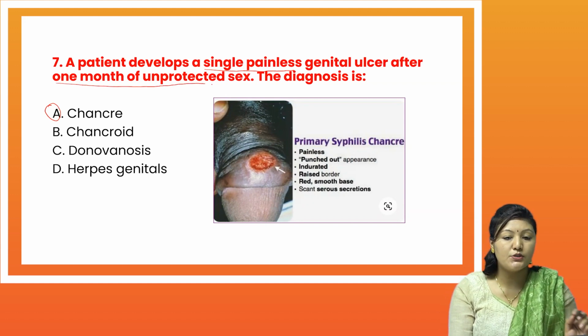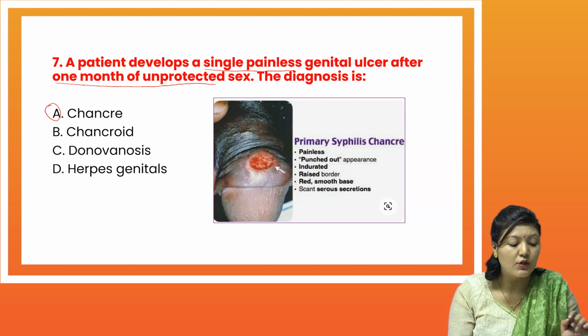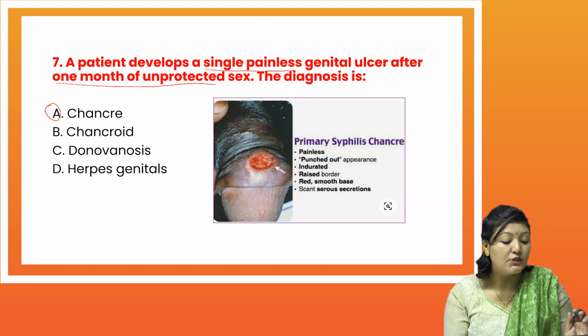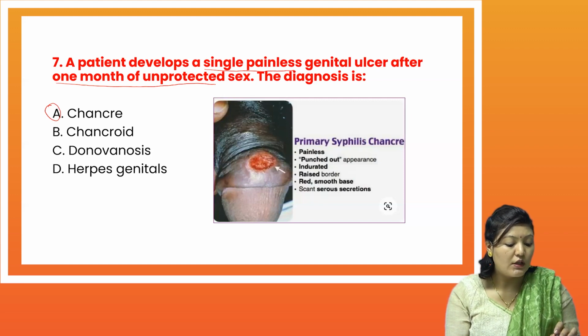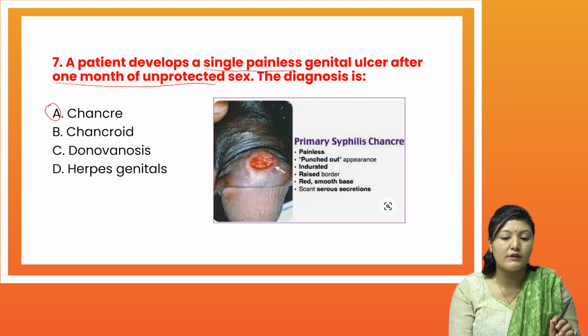That means the incubation period of syphilis is 9 to 90 days. Among the other options, they have a very short incubation period, but syphilis has a longer incubation period, and there is also a history of 1 month of unprotected sex. So the most likely answer among all is chancre. So what is chancre? Chancre is a painless, punched out, indurated, raised border ulcer that is usually single, and a red smooth base is seen, and there is scant serous secretion. So this is in the photo, as we can see, this is a photo of a chancre.